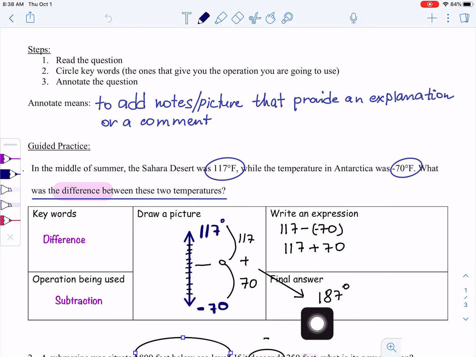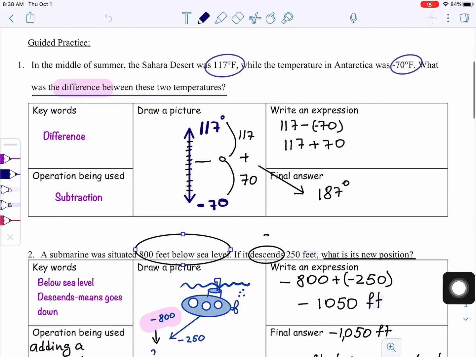If some of you are confused about how that happens, the picture shows you that it looks almost like a thermometer. The lowest temperature is -70 and the highest is 117. If you think about how many points there are between 0 and -70, there are 70 digits here, and there are also 117 digits from 0 to 117. So the total number of spaces between -70 and 117 is 187. This is why your answer is positive.